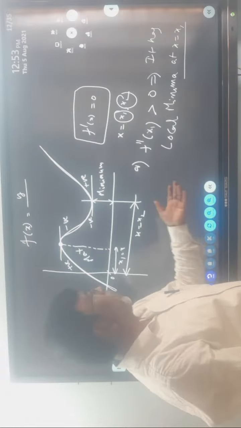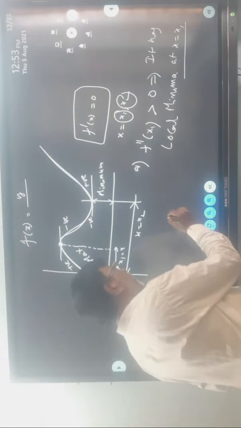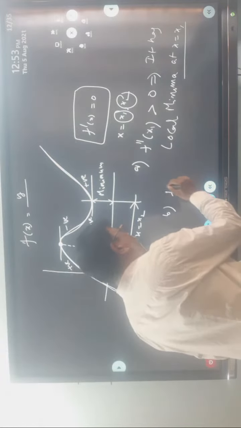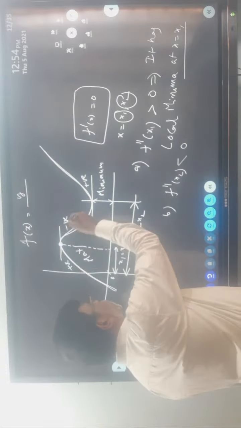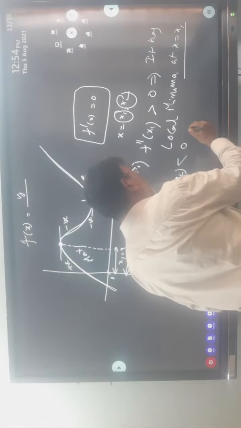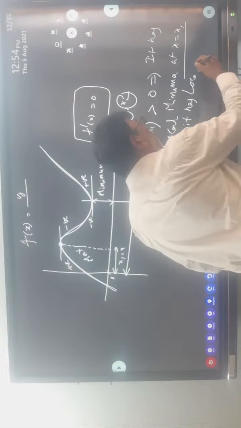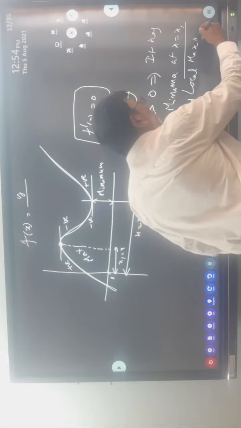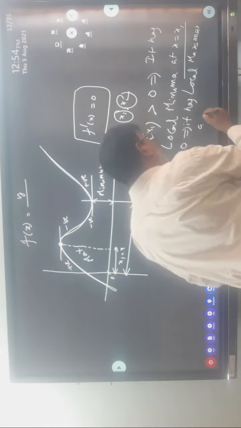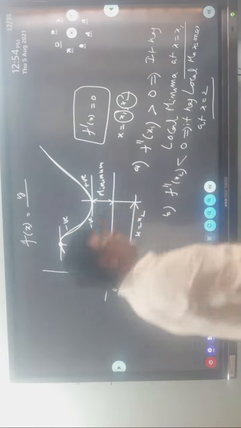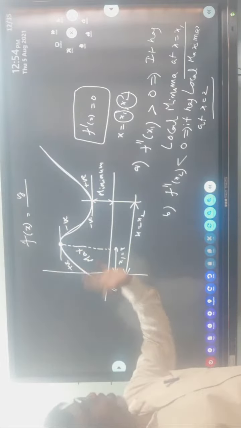Next, f''(x2) is less than 0, where the slope changes from positive to negative, so it has a local maximum at x = x2. Remember this: at x = x2 it has the local maximum, and at x = x1 the local minimum. This is the first concept of this.